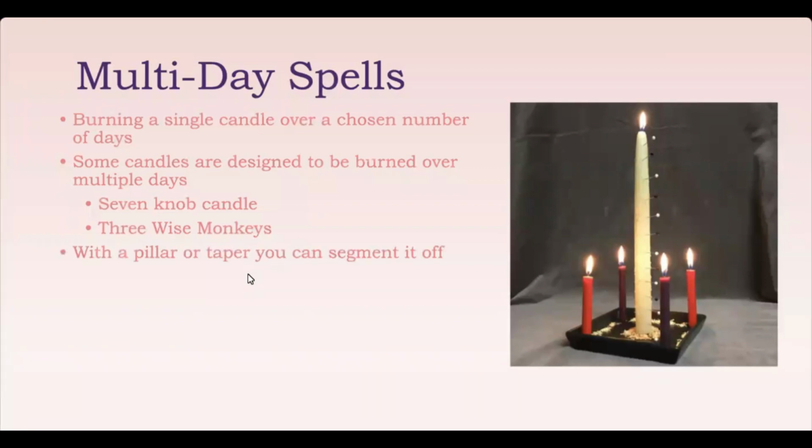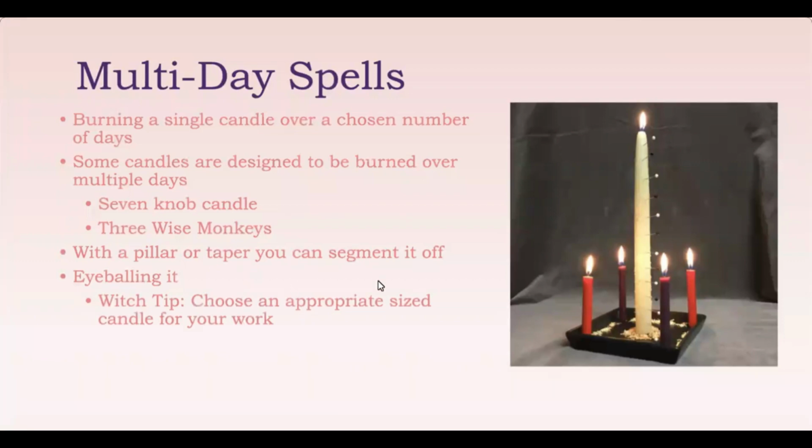If you have a pillar candle or a taper candle, you can segment it off either by creating a line on it or by sticking nails or pins in the side of the candle. You can do it by measuring it off, or you can do it by eyeballing it, which is just looking and dividing it up. Whenever you do this, you want to make sure that you choose an appropriate size candle for your work. Meaning, if you wanted to burn a candle for 9 days, a teeny tiny candle really isn't ideal for that. You'd need a much taller taper or a much taller pillar for that.